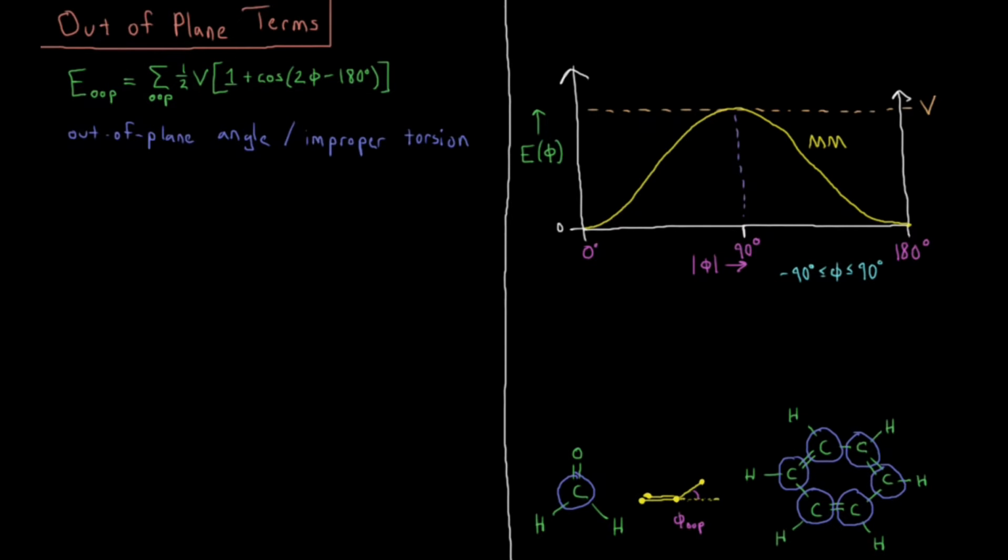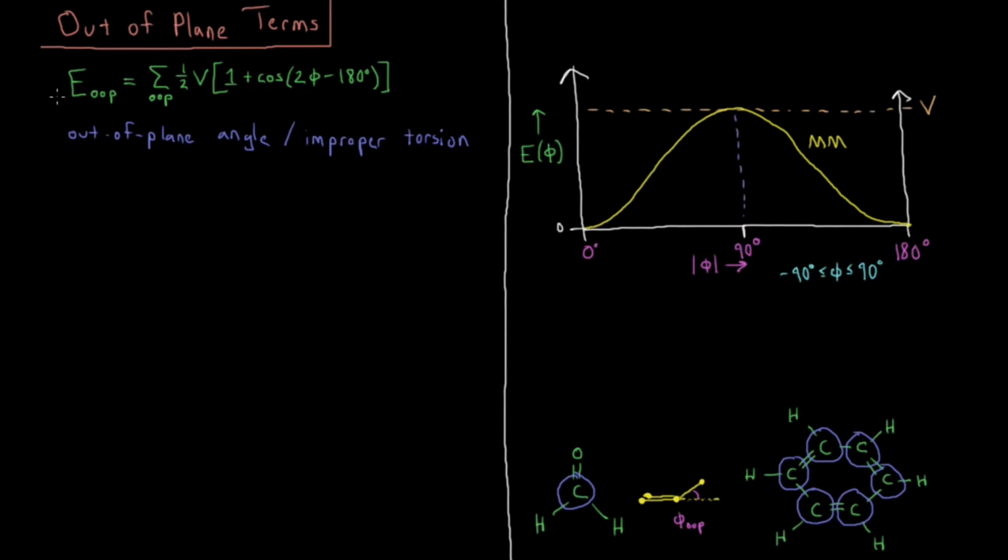One more case to consider before we move on to the non-bonded terms in molecular mechanics force fields is out-of-plane terms. These are sometimes called out-of-plane or improper torsion terms, and they look very similar to torsions and work very similar to torsions, but they're designed to handle a very specific case of torsion angle.